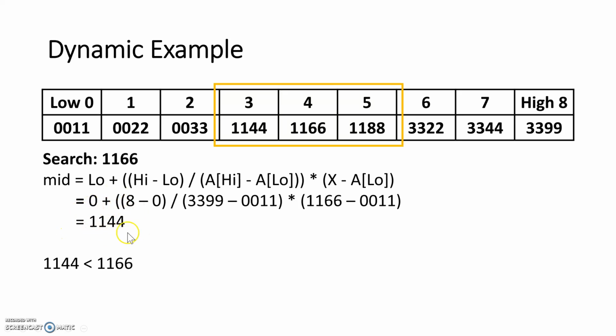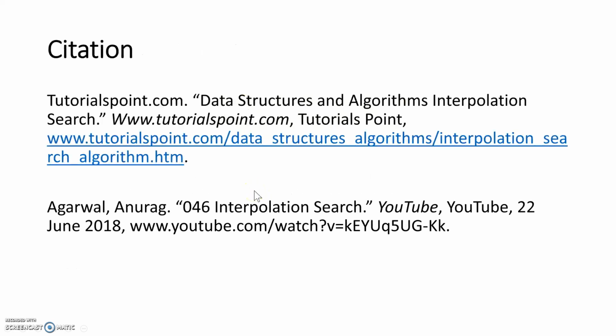You define your search space, and then you do this formula over and over again until you find the item that you really want to find. Or you can do it another way. You can use interpolation search to find the section where you want to start your search, and then you can use a binary search to find 1166. So I hope everybody understands interpolation search, and thank you for listening today.